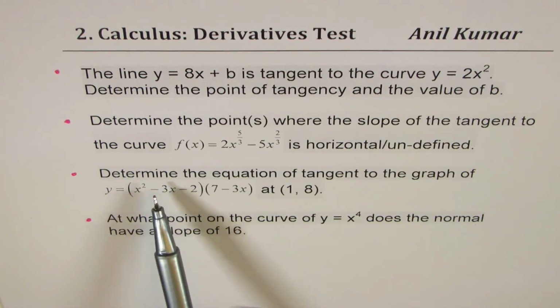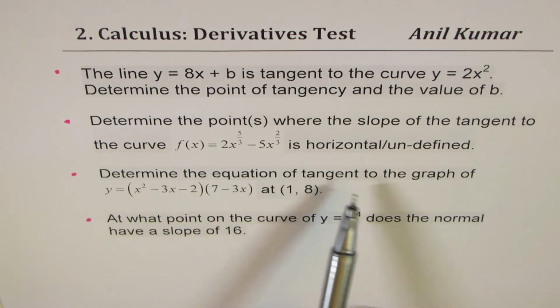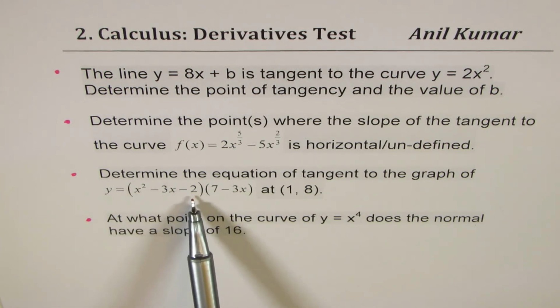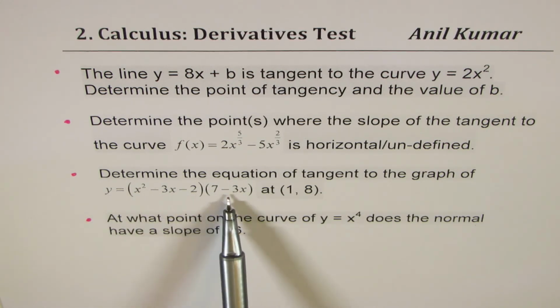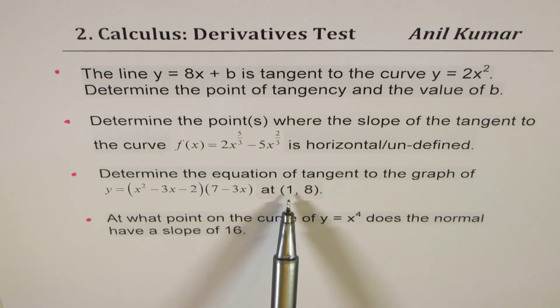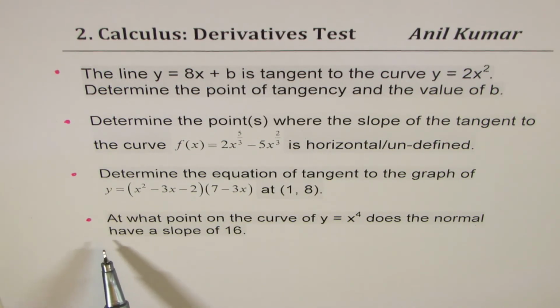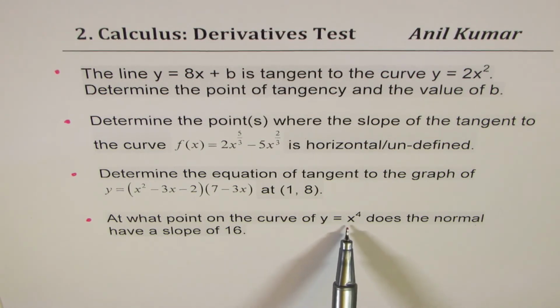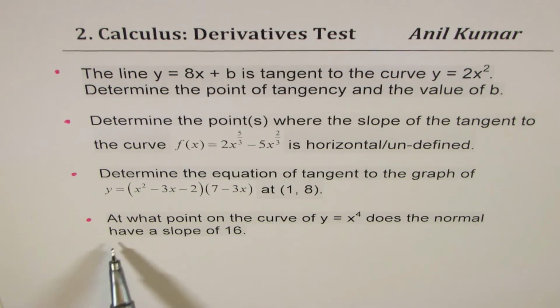Third is, determine the equation of tangent to the graph of y equals x squared minus 3x minus 2 times 7 minus 3x at 1, 8. Last question here is, at what point on the curve y equals x to the power of 4 does the normal have slope of 16?